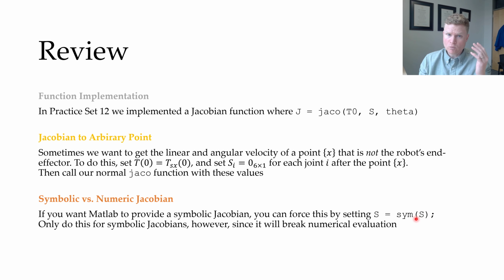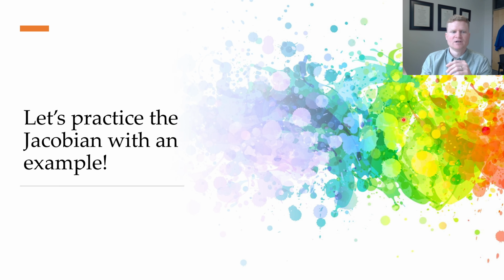And then again, if you want it to be numerical, make sure you don't have any symbolic variables anywhere within the definitions of this Jacobian, or else it's going to be a very slow and cumbersome process if you're expecting something numerical but you're actually getting something symbolic. All right. So with those practical tips out of the way, let's practice finding the Jacobian with an example.